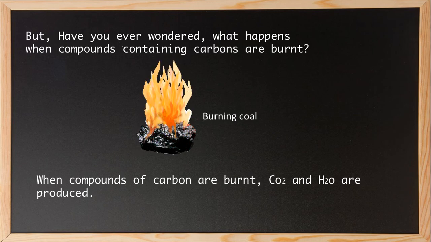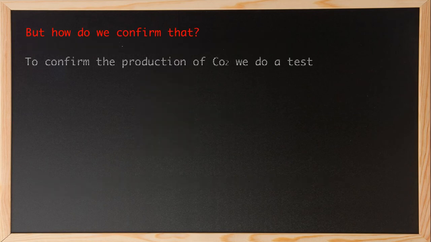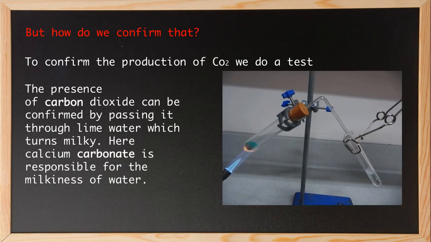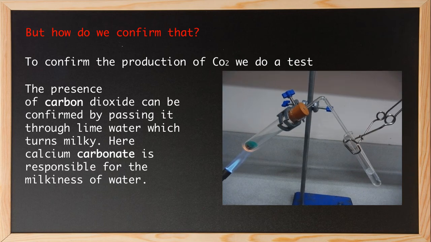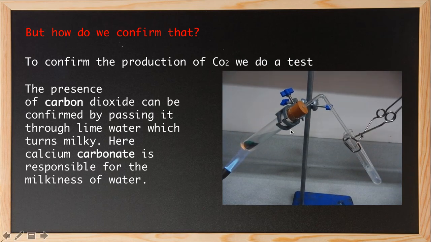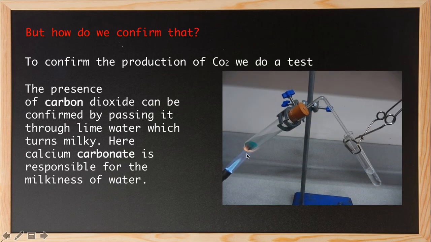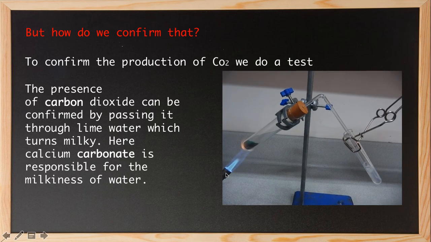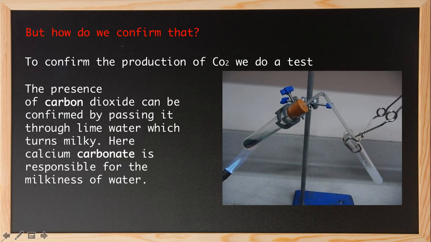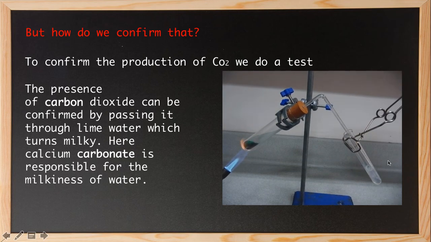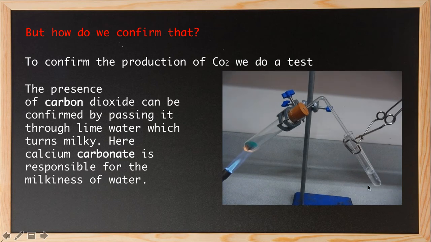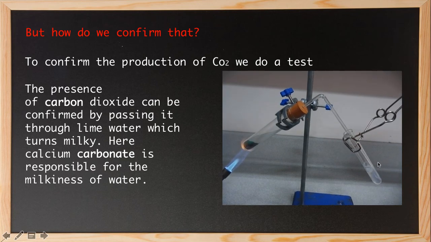Okay, fine. But how do we confirm it? To confirm the production of CO2, we do a test. The presence of carbon dioxide can be confirmed by passing it through lime water, which turns it milky. Here, calcium carbonate is responsible for the milkiness of water. As you can see here, this test tube contains a carbon compound. And when this compound is burnt, it produces a gas, which we cannot see, obviously. And when this gas is moved into lime water, this lime water turns milky. You can see here, this particular lime water is turning milky.